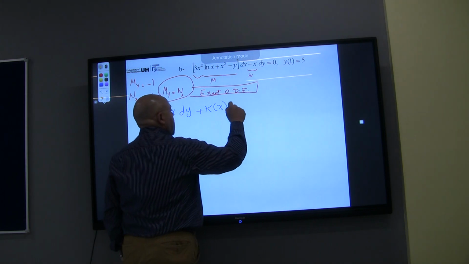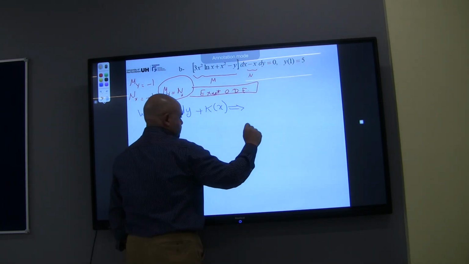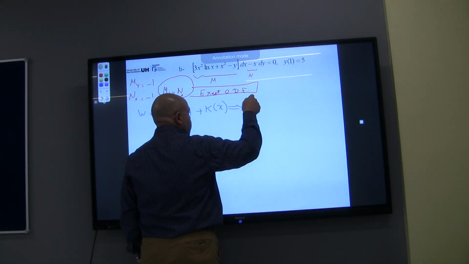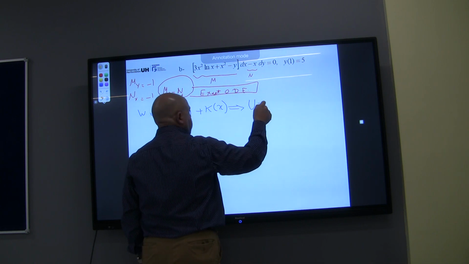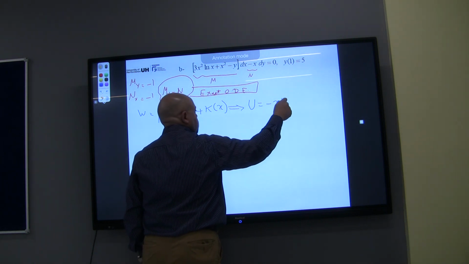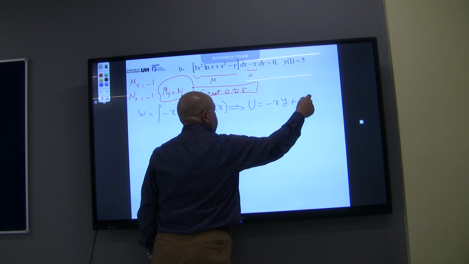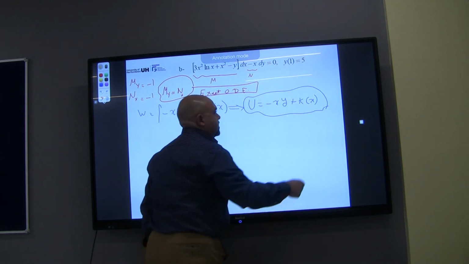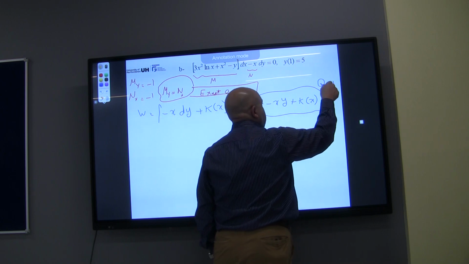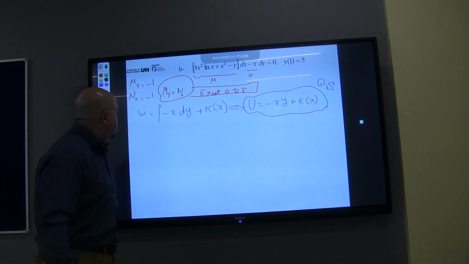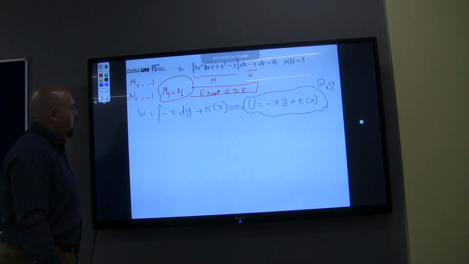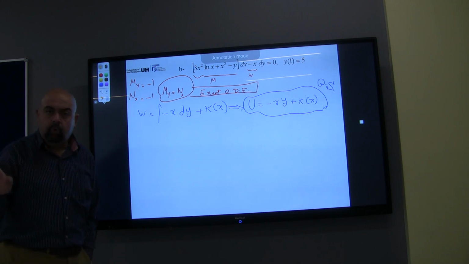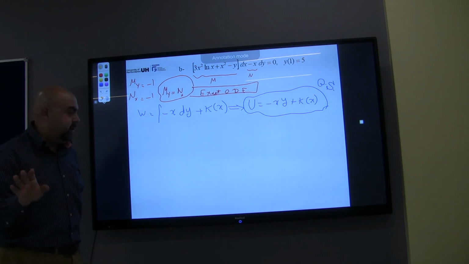Okay, so now I'm suggesting that the general solution will be u equal to negative xy plus some function in x, as you can see. So this is the general solution. This is our general solution. U will equal negative xy plus k of x. More than perfect, guys. More than perfect.